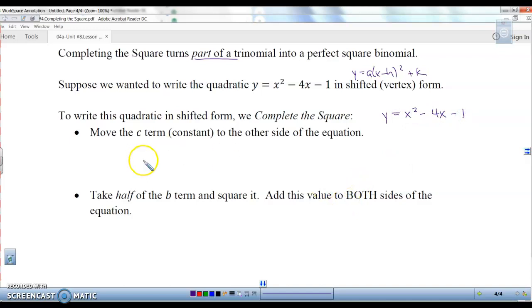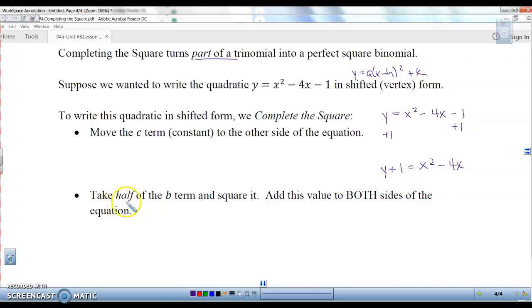Okay? Your first step is to move the c term, which is the constant term, to the other side of the equation. So I want to move this over to the other side. So to move it to the other side, what do I have to do? I have to add 1. Okay, so that gives me y plus 1 equals x squared minus 4x. Okay? All right, now, we're only worried about this half of the equation. We'll worry about the y stuff later. But this half of the equation, we want to turn into a something squared.